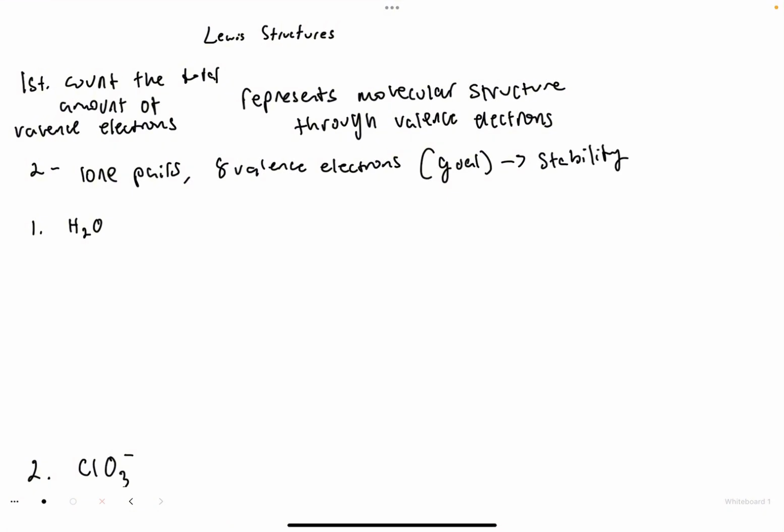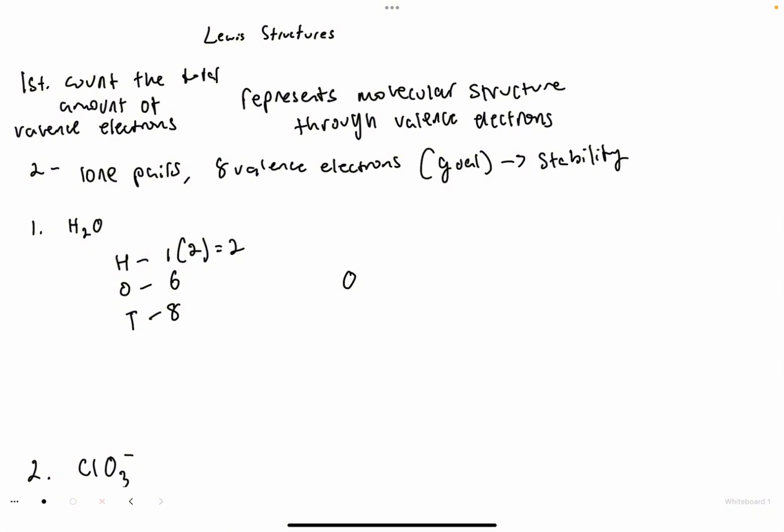And so let's start by drawing the Lewis structure of water, and this will bring up a special case. Let's count the number of valence electrons first. Hydrogen is 1 valence electron, but since there are 2 of them, there would be 2. Oxygen has 6 valence electrons, so there's going to be 8 total. So we will draw it out.